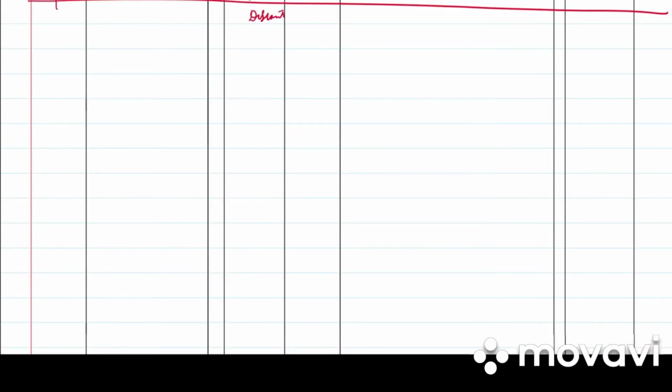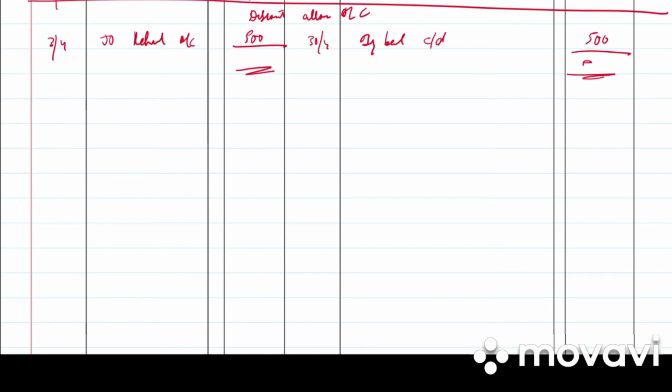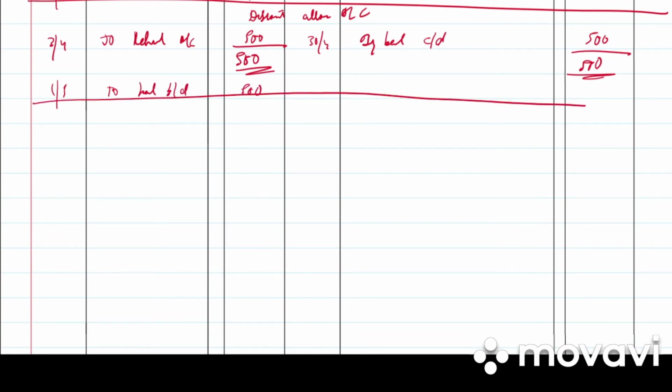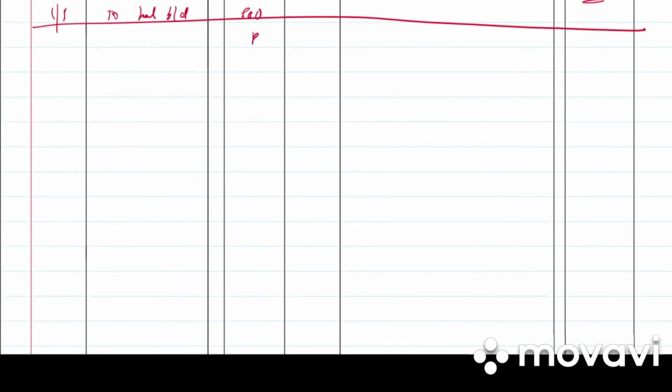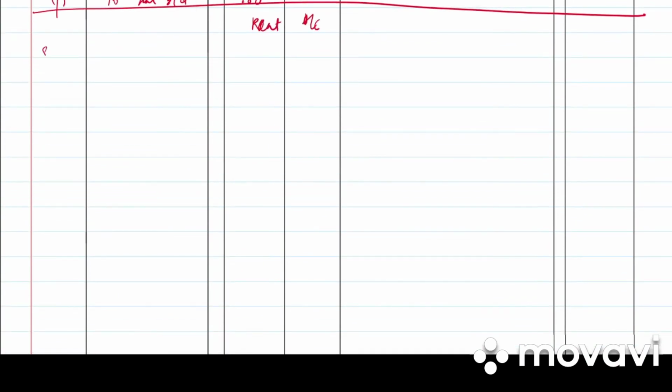Next we have discount allowed account. On 3rd April, to Rahul's account 500. On 30th April, by balance carried down 500. On 1st May, to balance brought down 500. Next we have rent account. 8th April, to bank account 1,200.